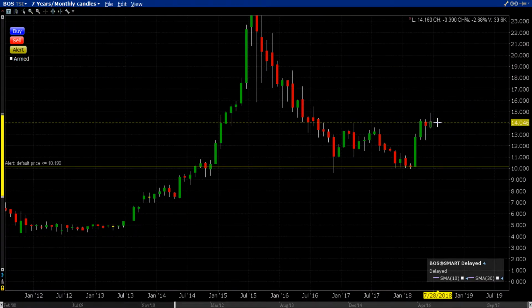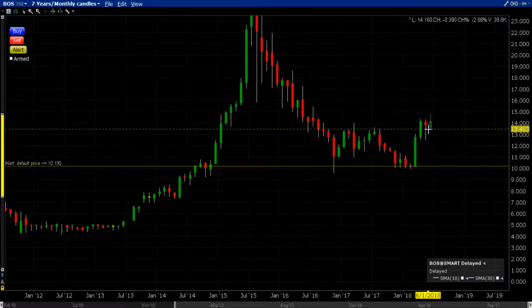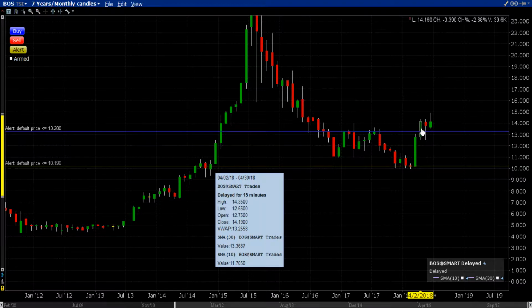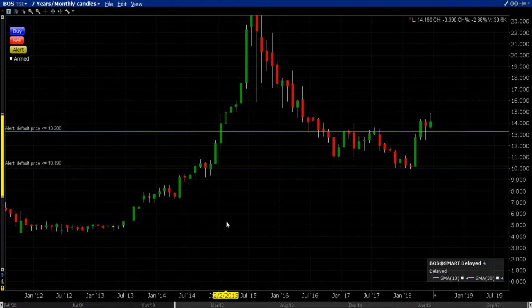Oh, look at that. Look at that. Whoa. Do we have a break on this candle right here? Most likely. So what does that mean? Implied measure move. Add it to the breakout line.